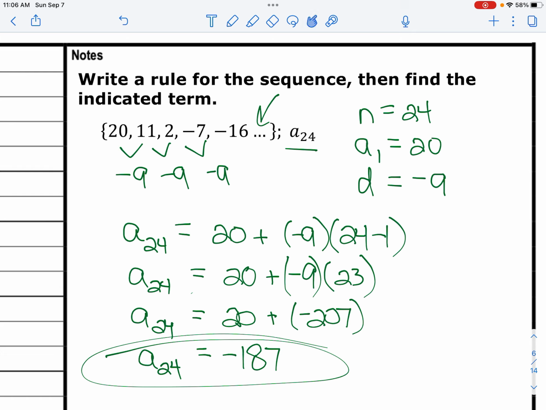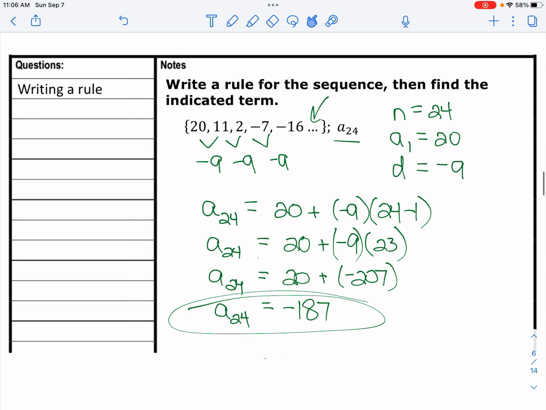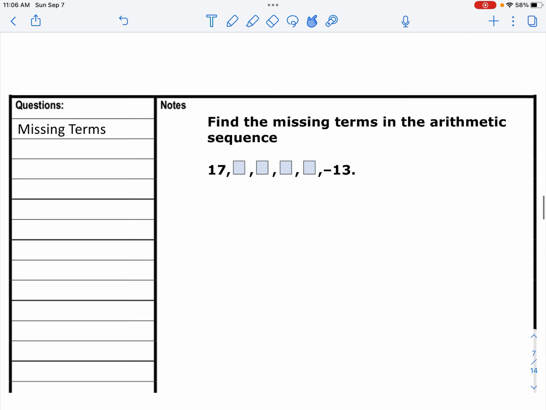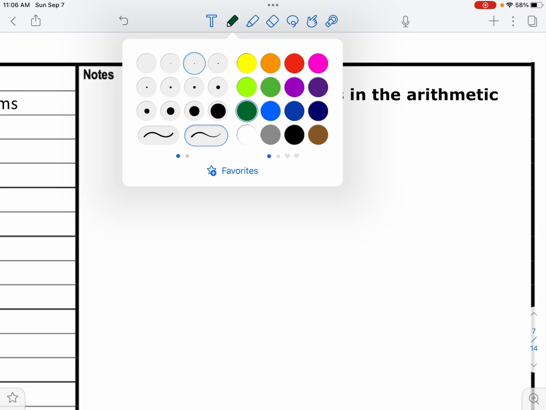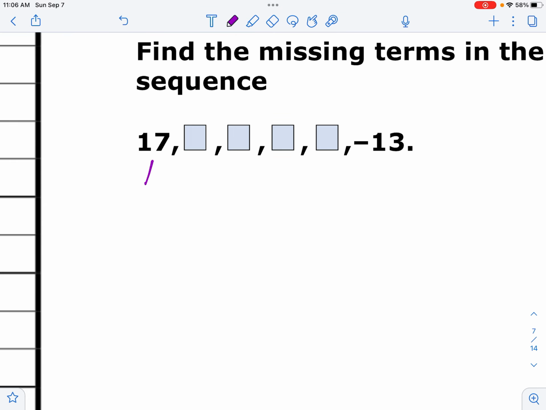Okay. So hopefully the arithmetic sequences and writing a rule are making sense. Now, sometimes they might give you a couple of terms, but you need to find the missing terms. So notice here we start at 17 and we end at negative 13. 17 would be a sub 1. And this one is a sub what? Let's see. This is 2, 3, 4, 5, 6. So this is a sub 6.